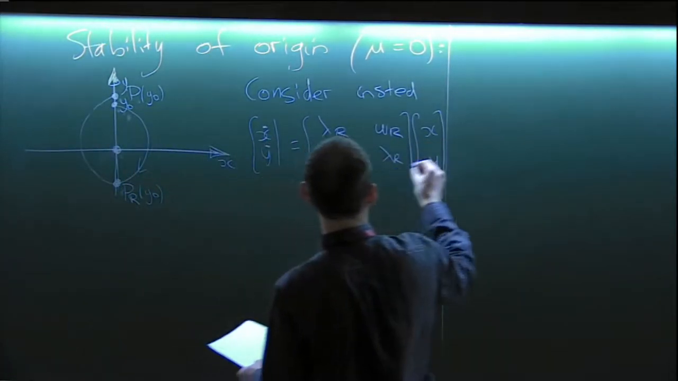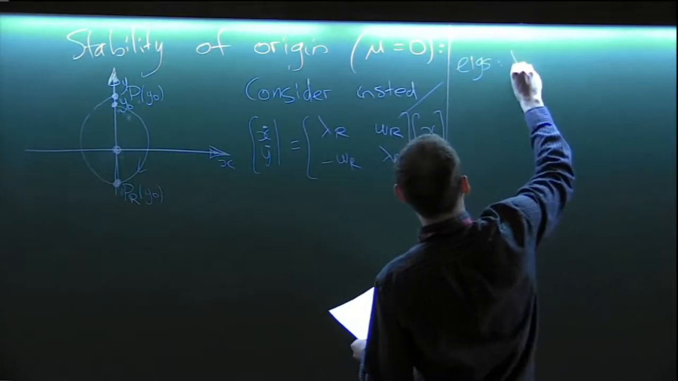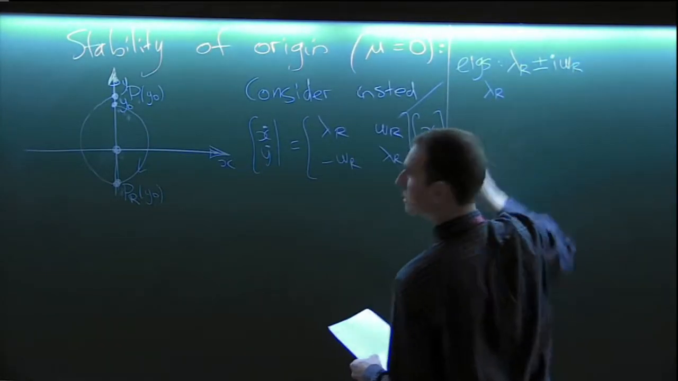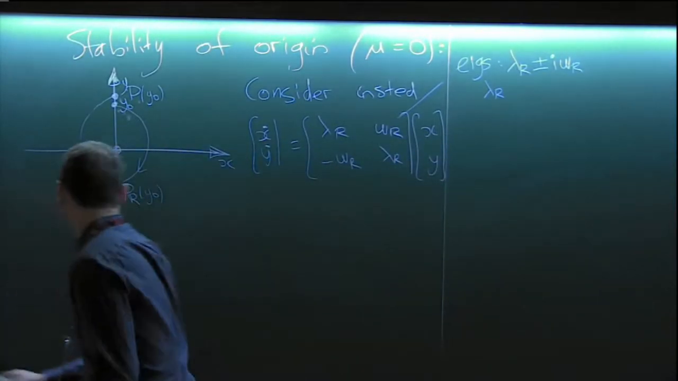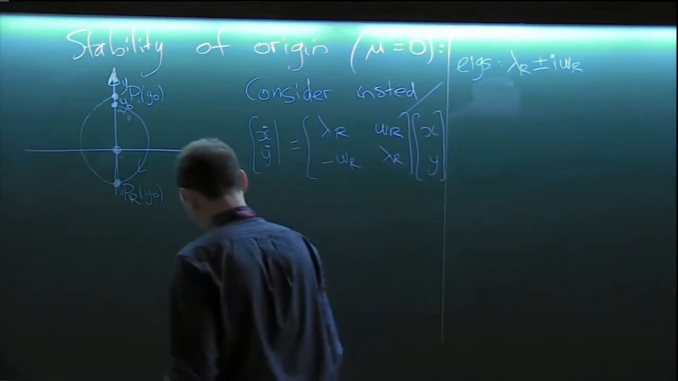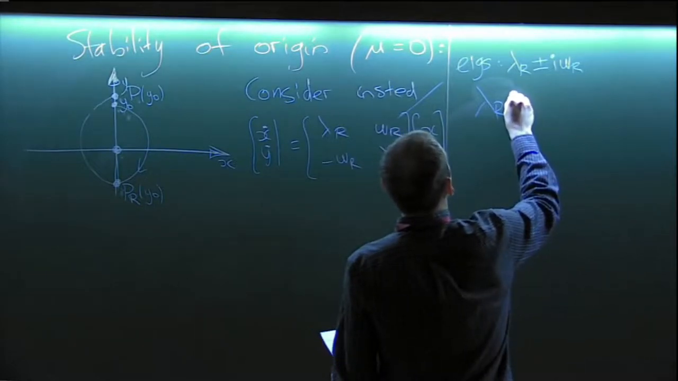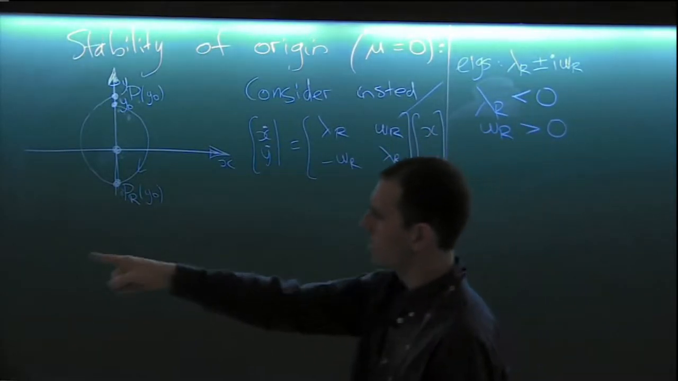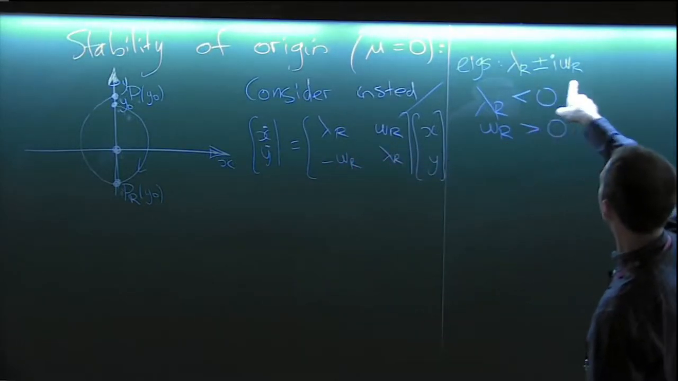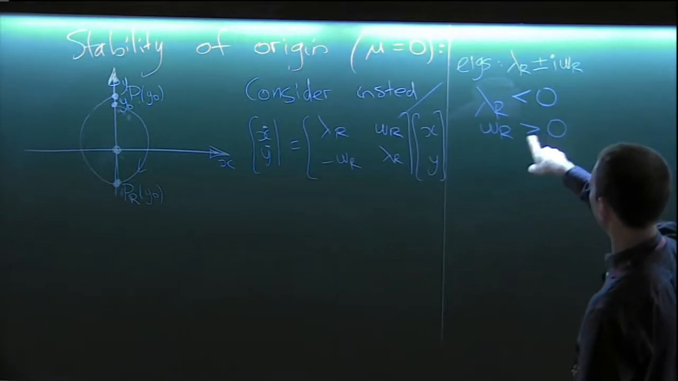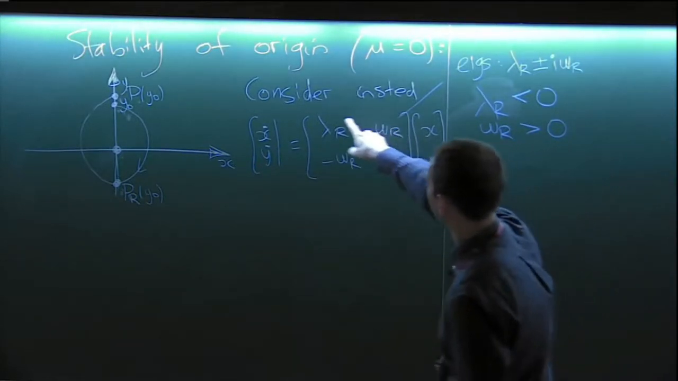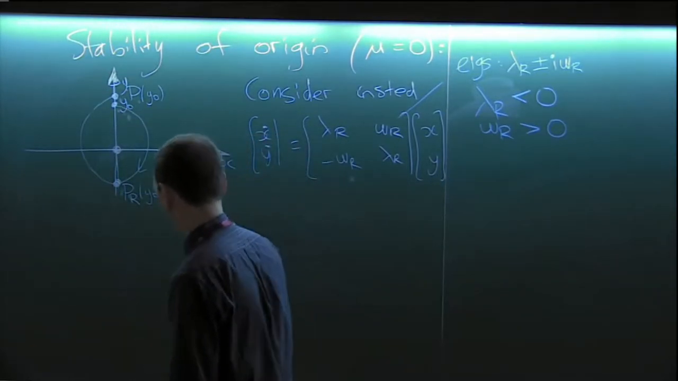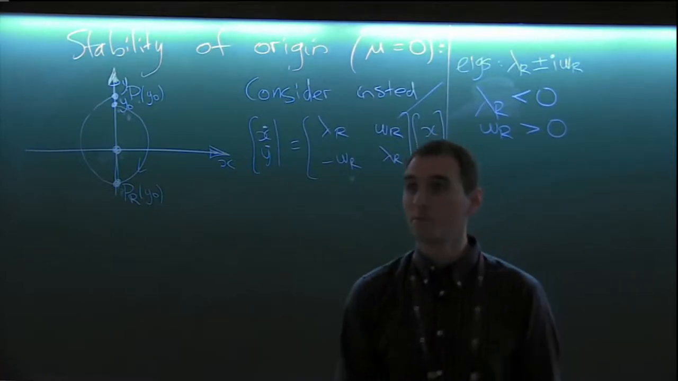So that the eigenvalues of A_R are lambda_R plus or minus i omega_R. So we'll assume that the eigenvalues of A_R are this, where the real part is negative and the imaginary part is positive. And so here's the real Jordan form. For this system, it's much easier to calculate the Poincaré map, because I can just change to polar coordinates.